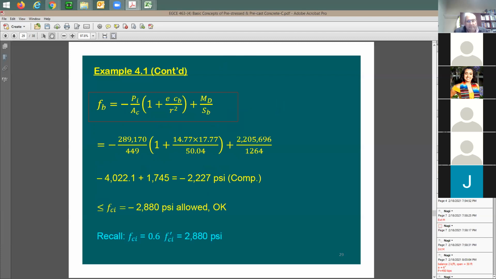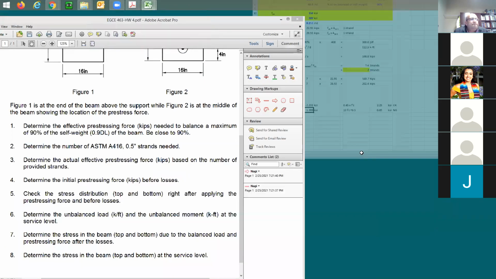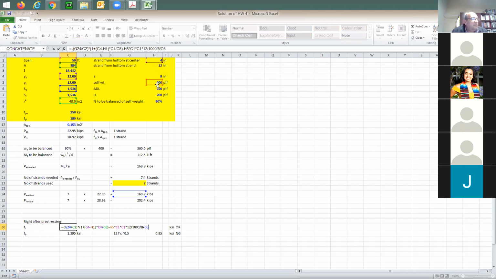Professor, I got different numbers for that one actually. What? With the same equation? I'm sorry, say it again, there's some echo in your voice. I actually got different numbers for FB and FT. So what did you get? For FT, I got negative 0.45. Did you use a dead load? Yeah, I included it in there. So you used this dead load, the self weight of 400.